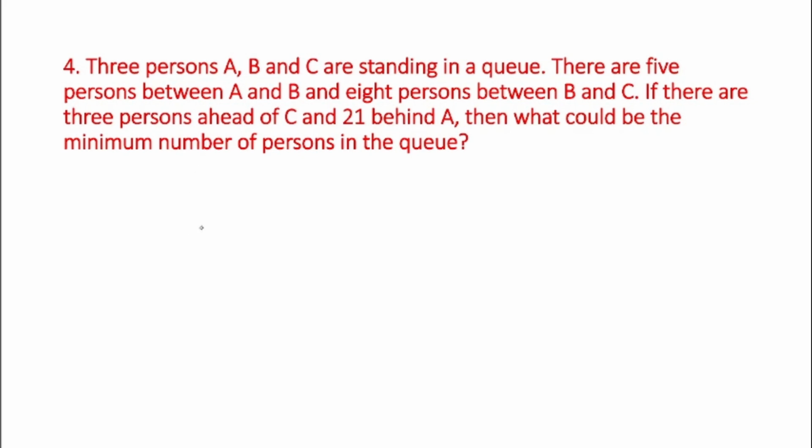First, there are three persons. There are five persons between A and B. Let's say A is here and B is here. There are five persons between A and B, and eight persons between B and C. If there are three persons ahead of C, so there are three persons ahead of C and 21 behind A. That means 21 people behind A. Then what could be the minimum number of persons in the queue?